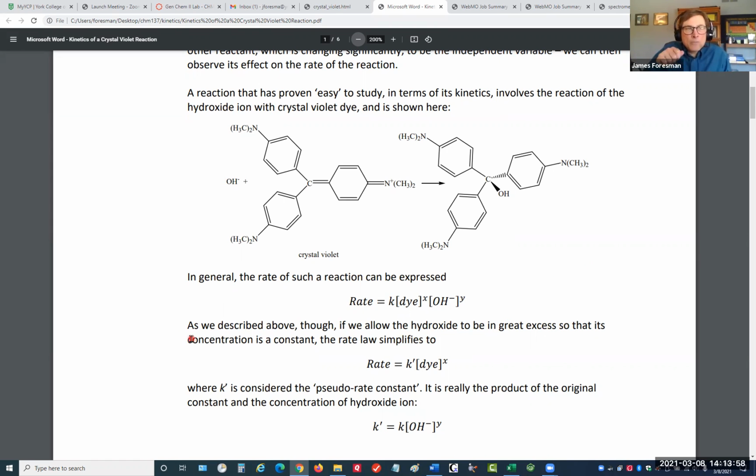And the way in which we tackle this first, since there are two reactants, is that we want to take the hydroxide out of play for a second. We make sure that the hydroxide is in great excess when we're mixing it with the crystal violet, so it's almost like a constant. Yes, a little bit of the hydroxide reacts, but for the most part, this whole term will be a constant. And so I can rewrite the rate law so that it only depends on the dye, with a modified proportionality constant, k prime. And k prime would be equal to k, the actual rate constant, times the hydroxide concentration raised to the y power.